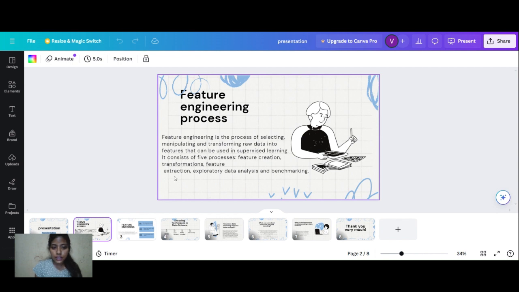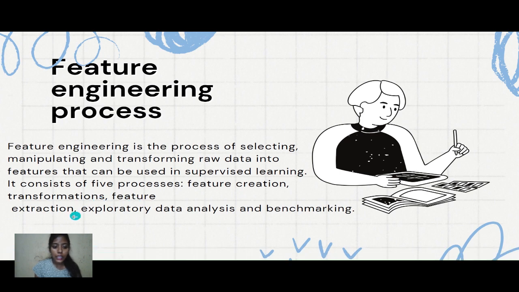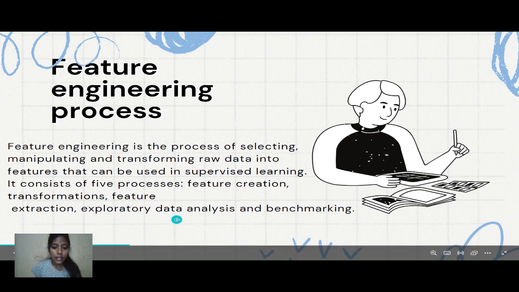First of all, feature engineering is the process of selecting, manipulating and transforming the raw data for supervised learning, and it consists of five processes: feature creation, transformation, feature extraction, exploratory data analysis, and benchmarking.